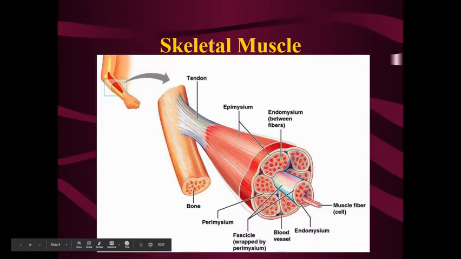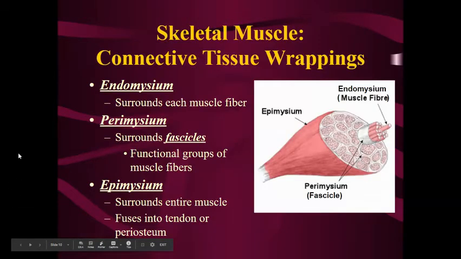So we're going to talk about the organization of muscle tissue. Skeletal muscle fibers have different connective tissue wrappings, and the wrappings end up creating these different structures, which then allow the muscle to do different functions. Each and every muscle fiber has its own connective tissue wrapping called the endomysium. Muscle fibers then are grouped together and wrapped in connective tissue wrapping called the perimysium.